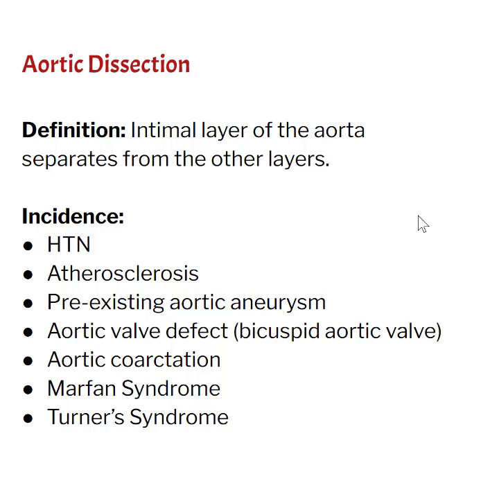Aortic dissections are when the intimal layer of the aorta separates from the rest of the wall layers. It is commonly caused by high blood pressure in conjunction with a pre-existing aneurysm, atherosclerosis, or aortic valve defects at the heart. Marfan's and Turner syndrome patients have a higher incidence of aortic dissection as well.